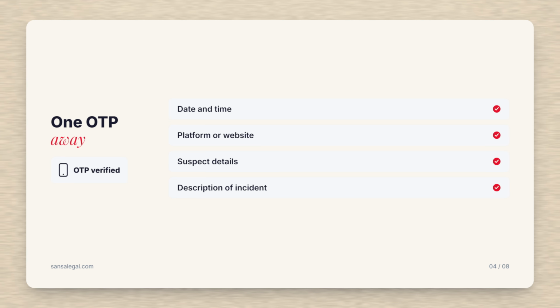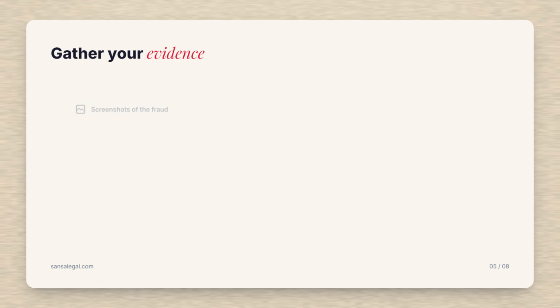Once logged in, fill in the complaint form: the date and time of the incident, the platform or website involved, the suspect's details if you know them, and a clear description of what happened. Be specific and factual, and give accurate contact details so the investigating officer can reach you. Strong evidence improves the chance of action.